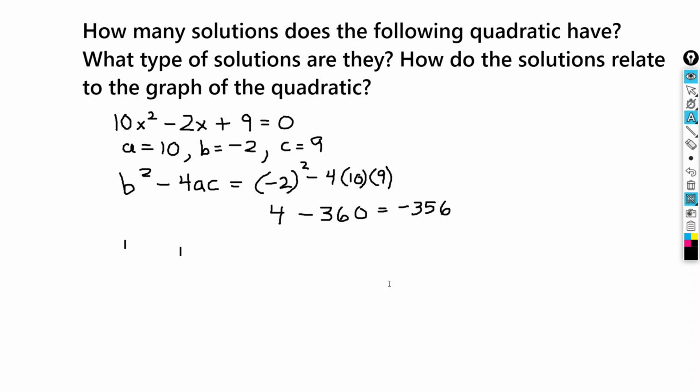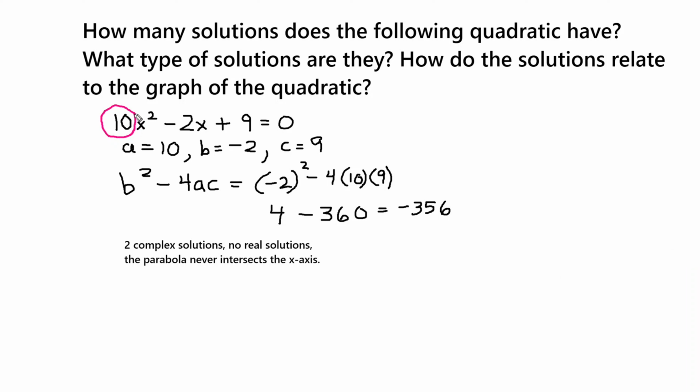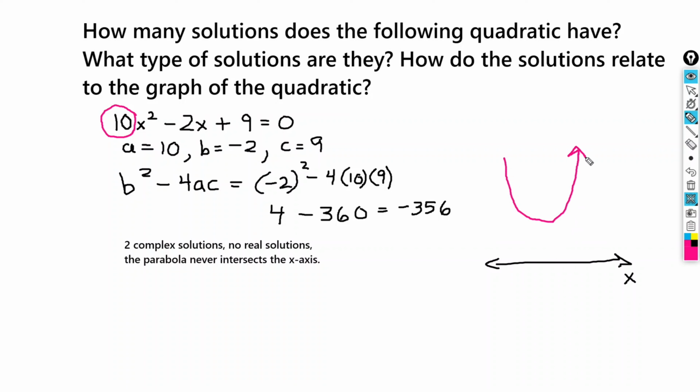So that means that we have two complex solutions, no real solutions, and because we have two complex solutions, the parabola never intersects the x-axis. And in this particular case, we want to do a very rough sketch. We notice that the value in front of x squared is positive 10. So if this is the x-axis, because the value of a is positive, our parabola is going to open up. So it's going to open up above the x-axis. We'll never touch it.